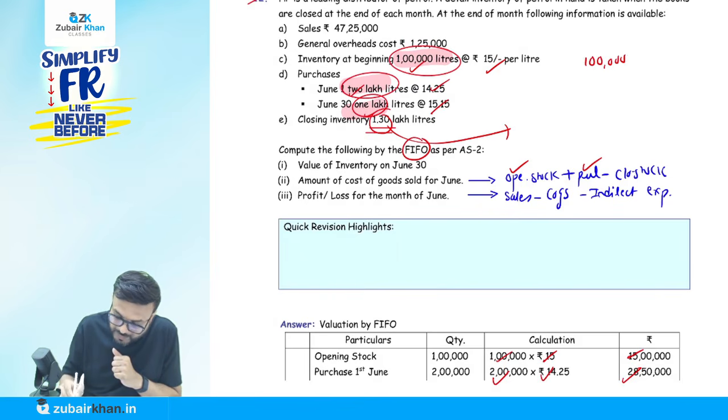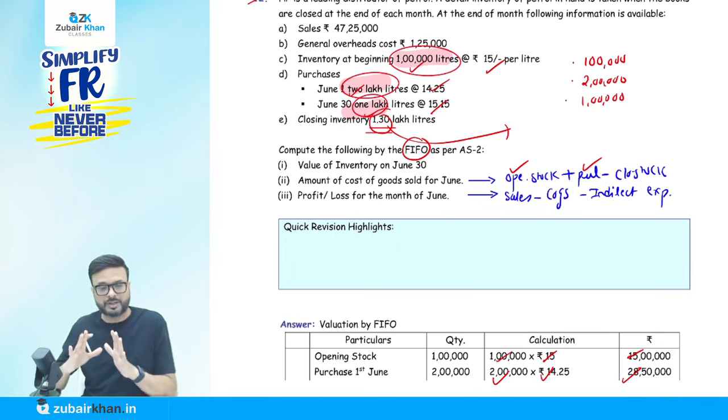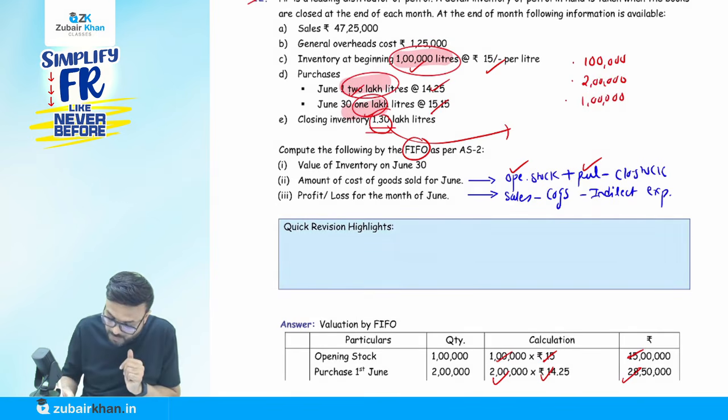Opening I have 1 lakh. Then I purchase how much here? The 2 lakhs here. Then I purchase how much? 1 lakh. This is stock. So this is total purchase and opening stock. But in my closing stock, how much do I have?